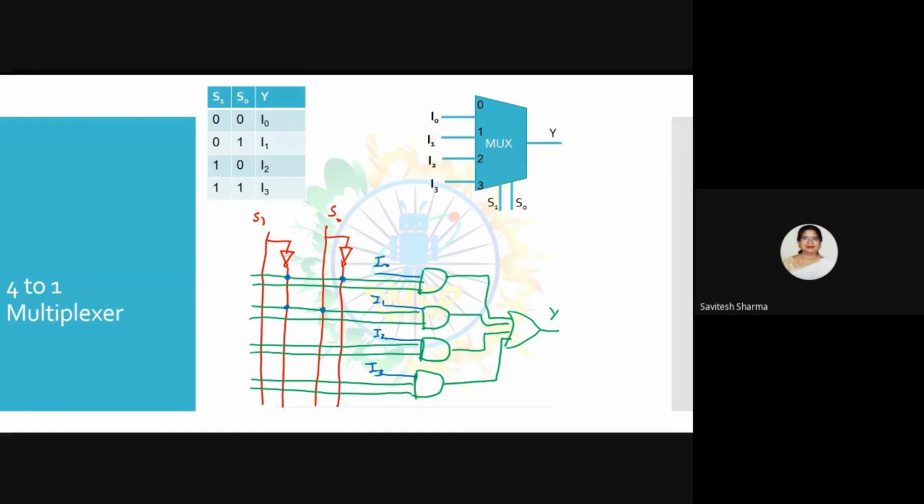So this is my S0 complement line. It is my S1 complement line. So you need to take care while making the connection. So this is my S1 is 1. It is 0, 1, 1. Okay. So this is the logic circuit for the 4:1 multiplexer.